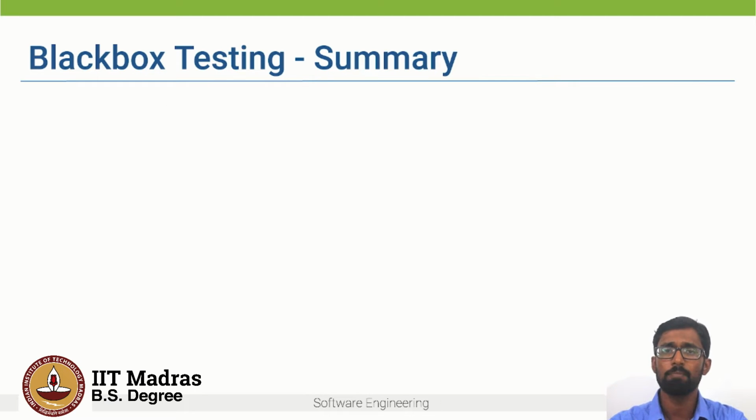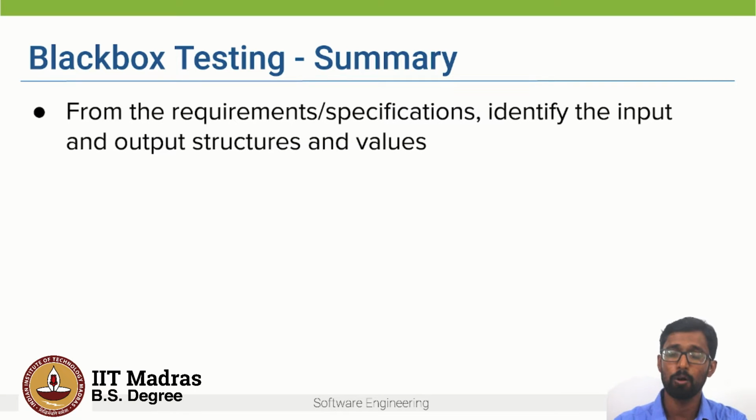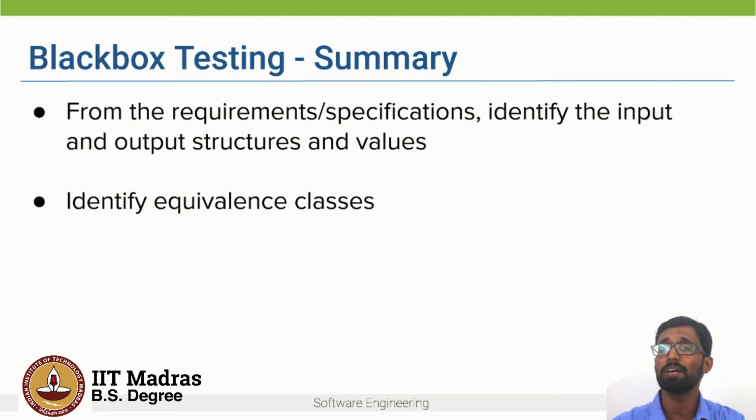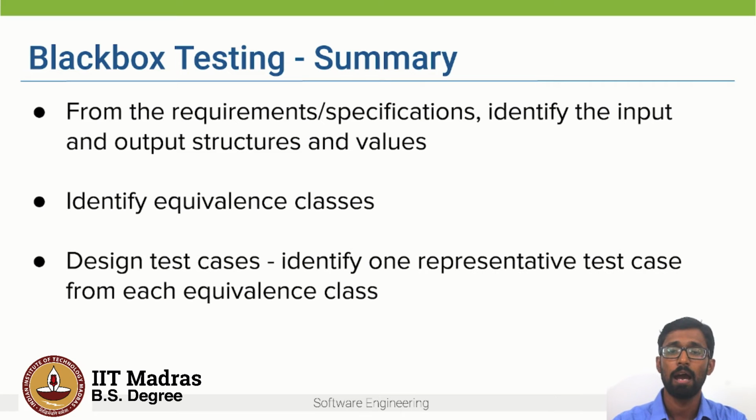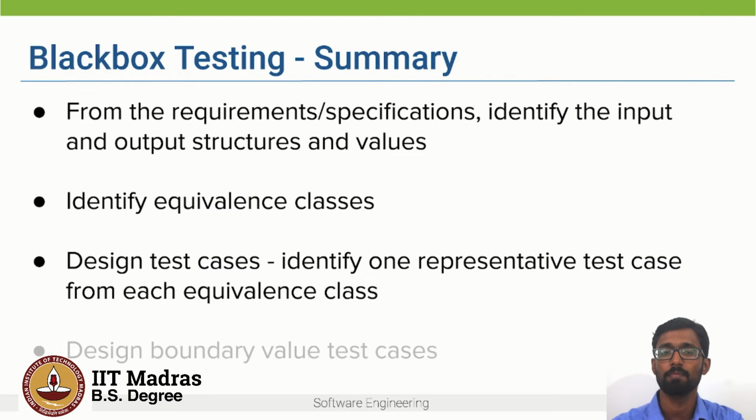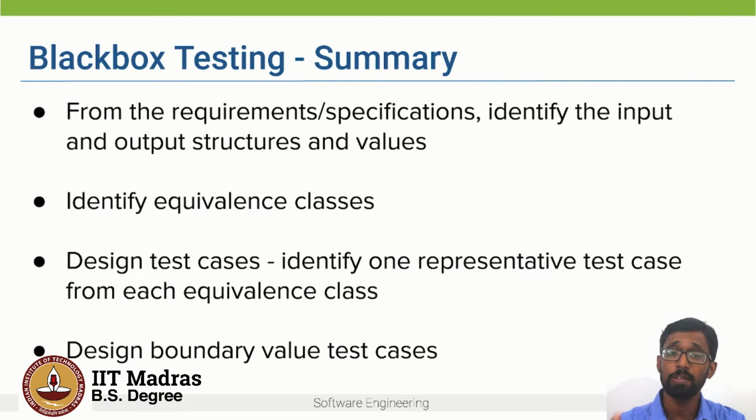So to summarize, in black box testing, first what we need to do is, from the requirements and specifications, identify the input and the output structures and the values, because we do not have access to the program, or we are not checking the structure of the program. Then we identify equivalence classes, and we design test cases such that we identify one representative test case from each equivalence class. And then finally we design boundary value test cases.